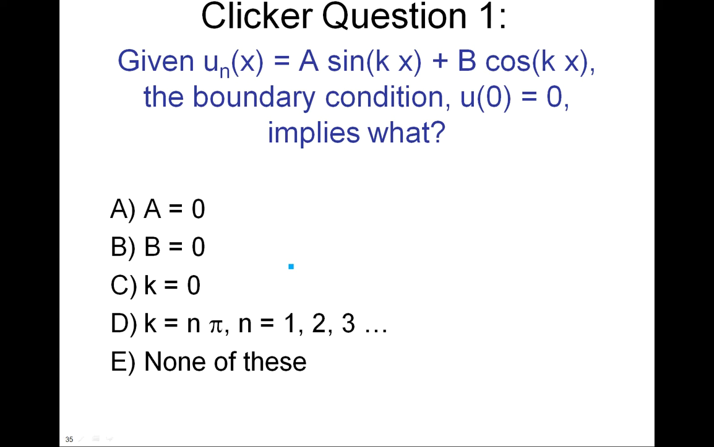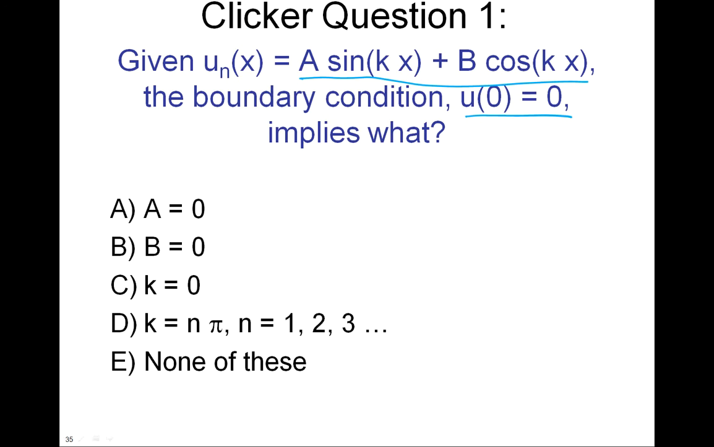And so let's go through. So here's a question. Given that our solution is this thing here, again just what I was talking about, and the boundary condition is that at 0, this should equal 0. If that's true, which one of these should be true? So go ahead and think about this, maybe pause, and we'll talk about it.